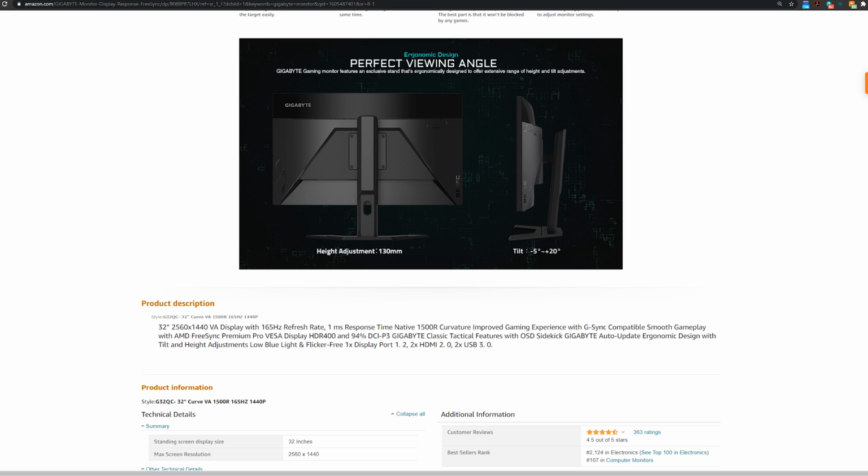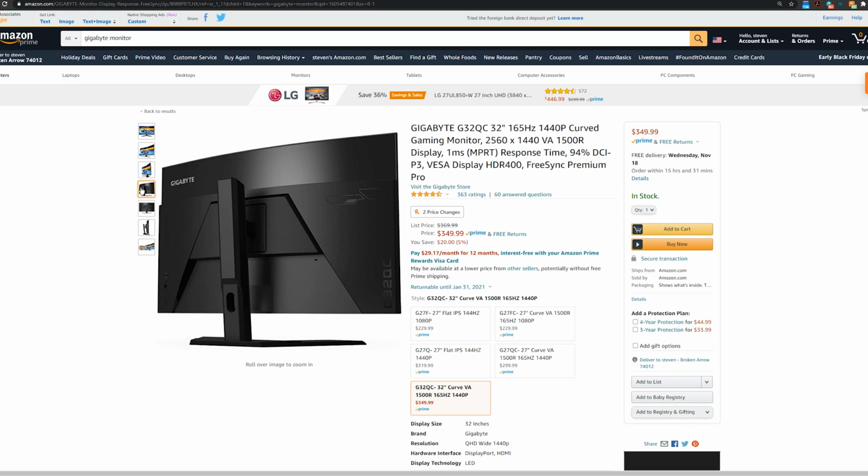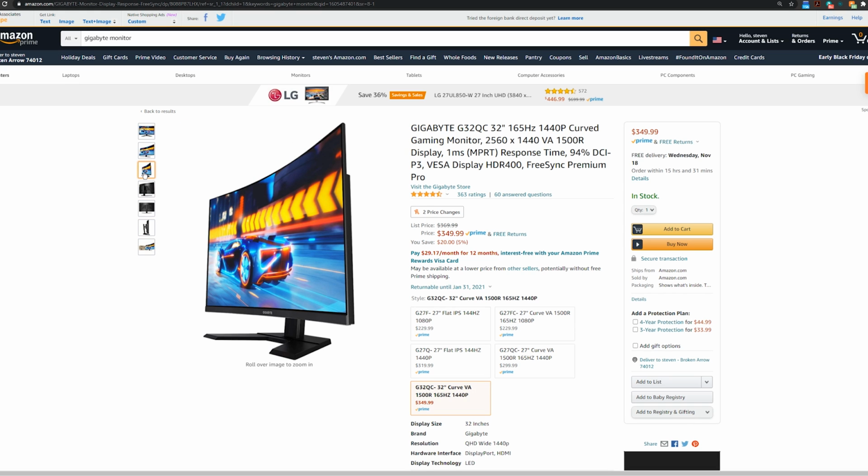So hopefully that helps anybody that is on the fence about which one they should get. Like I said, it boils down to those little bit of extras and differences between the two. Pick the one that just jumps out to you the most out of those.